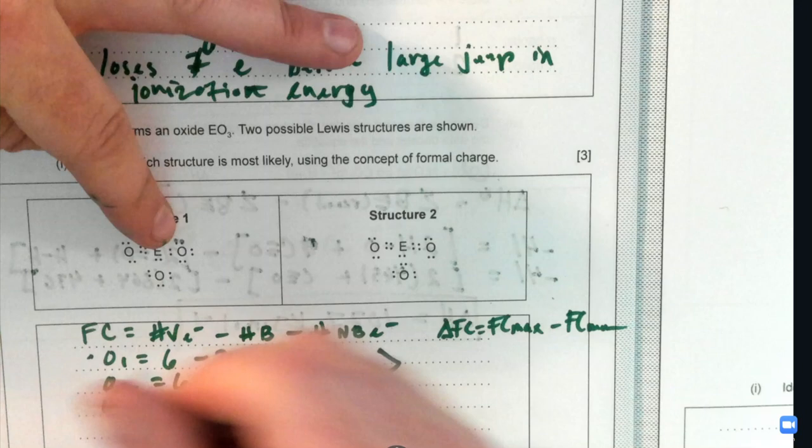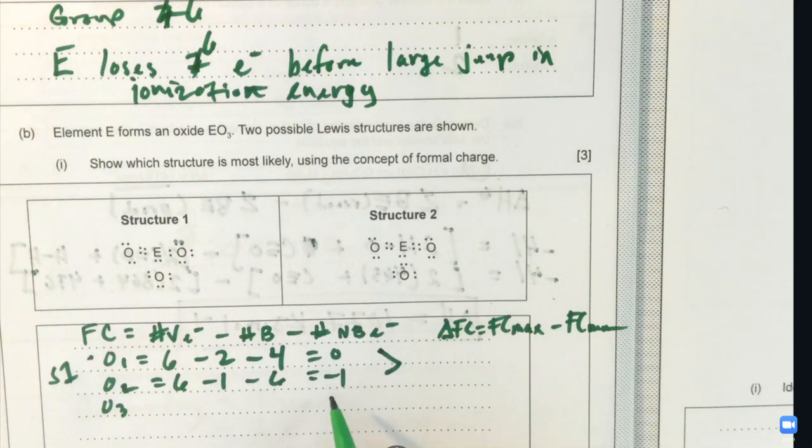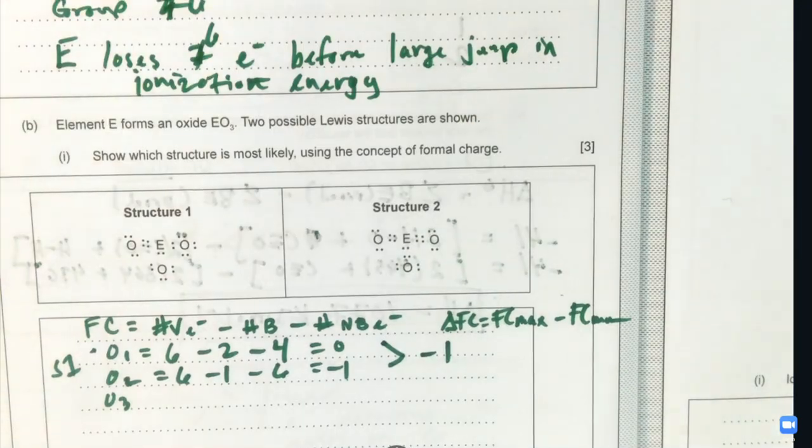So for structure 1, are we running here? Yeah, we are. Max minus min, the min is -1, the max is 0, -1 minus 0 is -1.